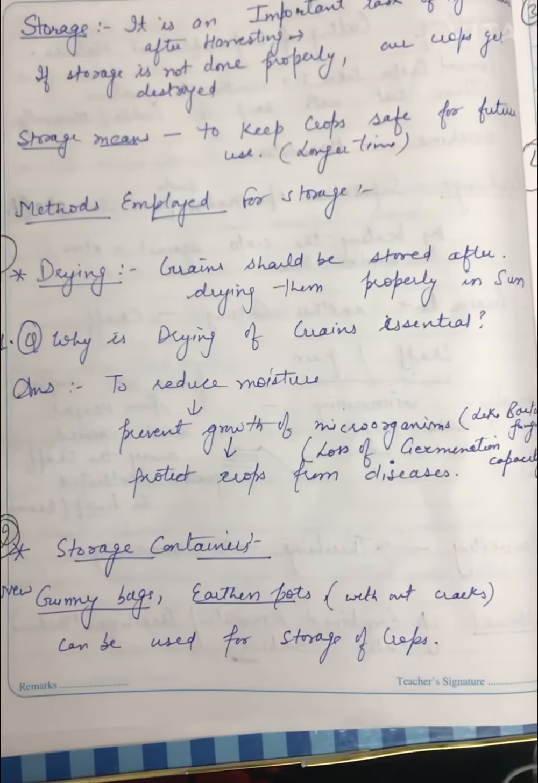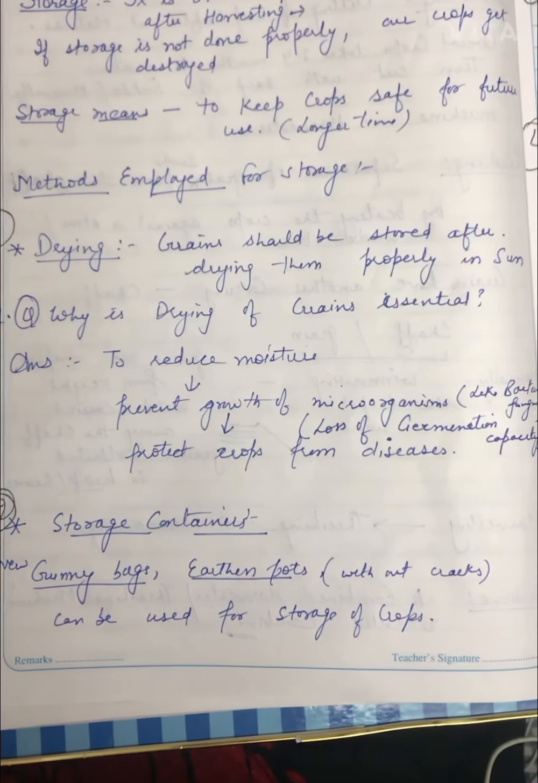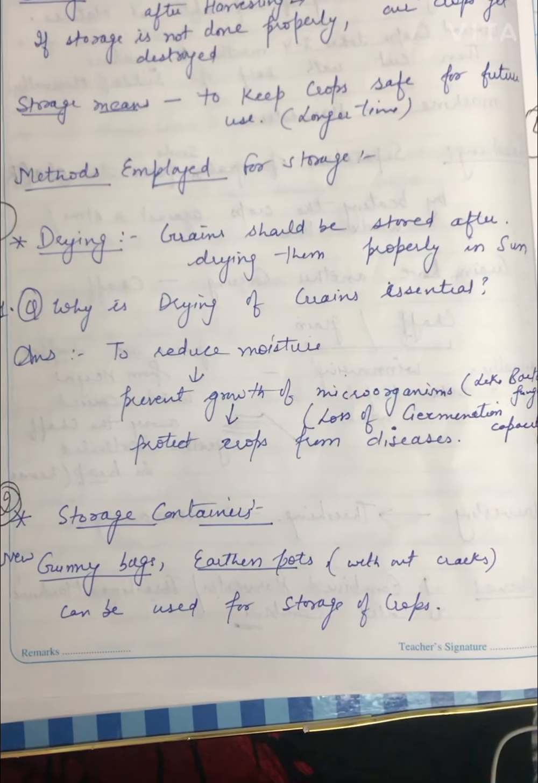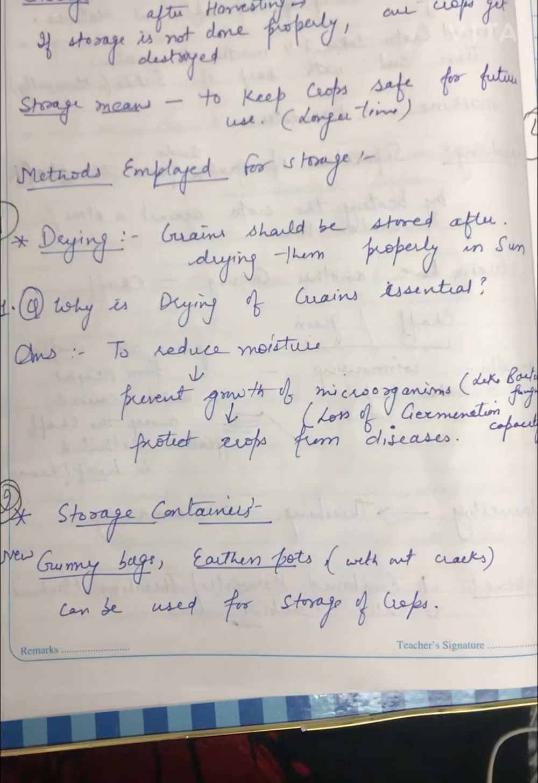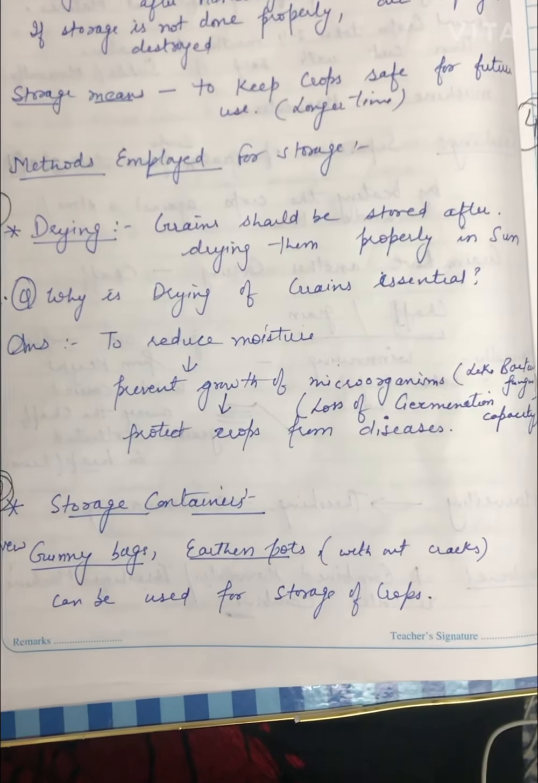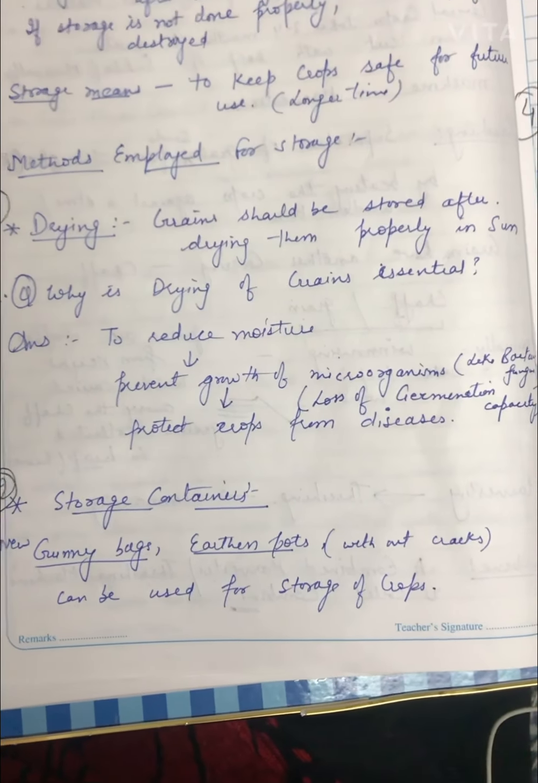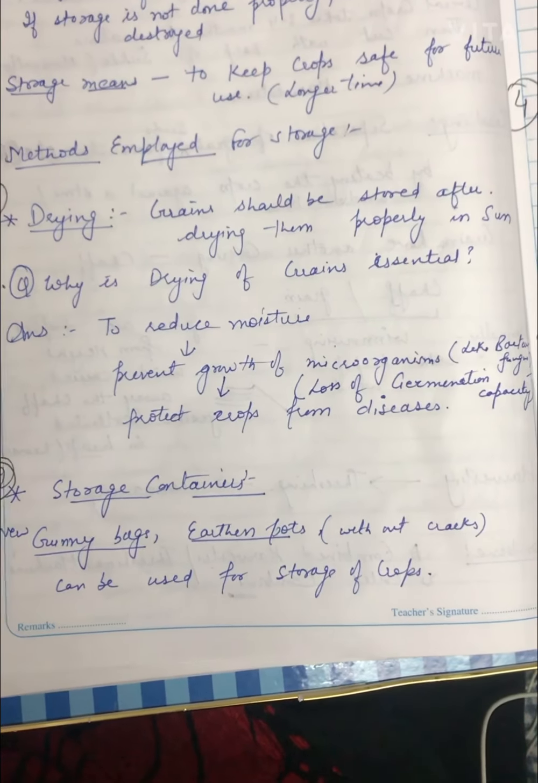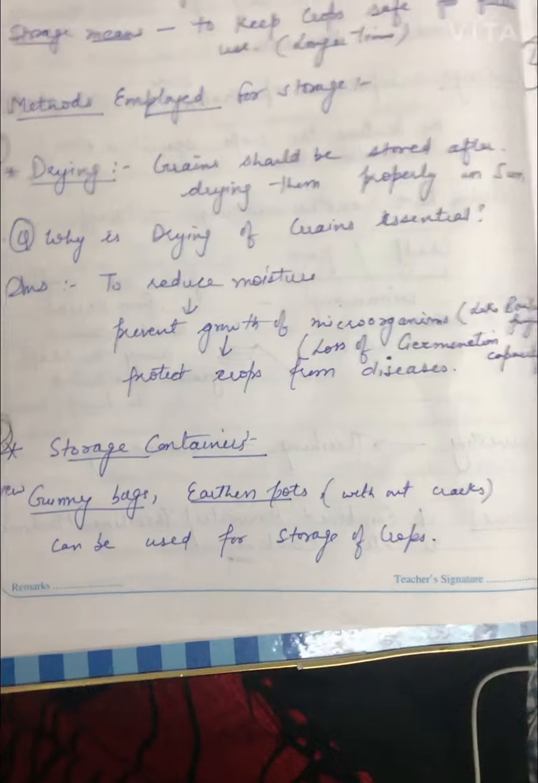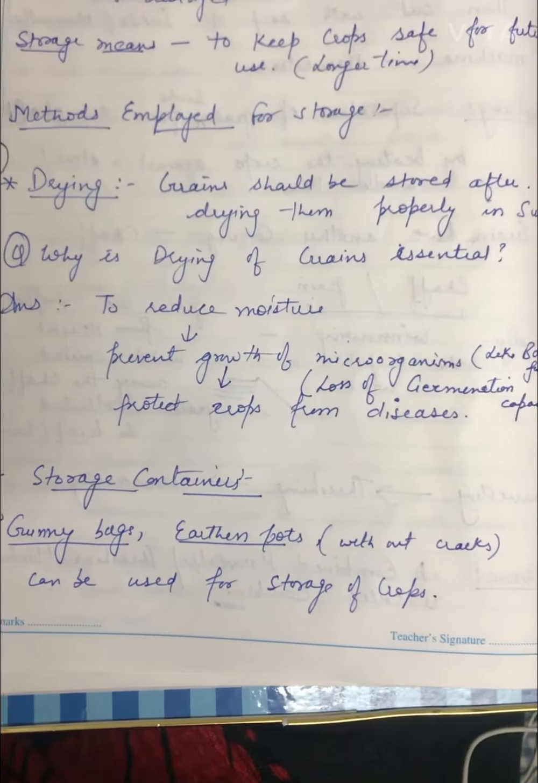Today we are going to start with another lecture of science from the chapter Crop Production and Management. So the topic for today's discussion is storage, and this is the last agriculture practice, and this is an important task of agriculture after harvesting. In the previous lecture we discussed what is harvesting, the cutting of crop after it matures. But after harvesting, the next agriculture practice is storage.